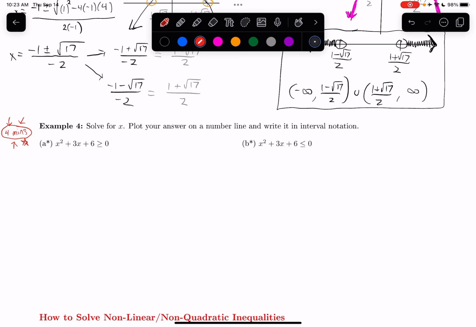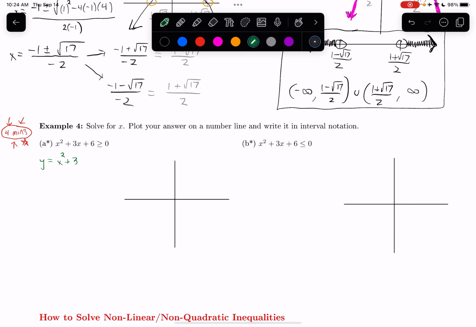All right, so hopefully you paused it and thought about how you might get these started. Just to get myself ready, I'm going to draw some axes. I know ultimately I'm going to be using the graph to help me with these. I want to think about the graph of y equals x squared plus 3x plus 6. We're going to want to find those x-intercepts first. So I set my y value equal to 0: 0 equals x squared plus 3x plus 6.